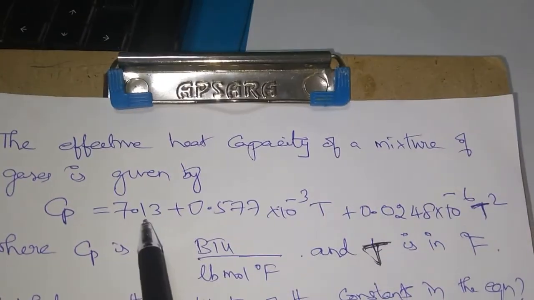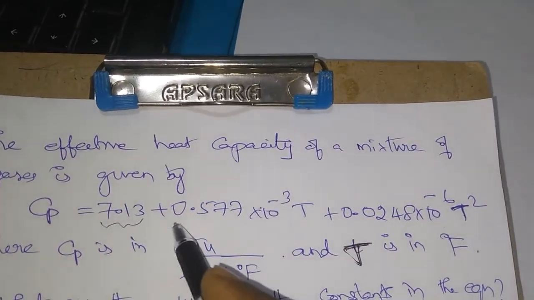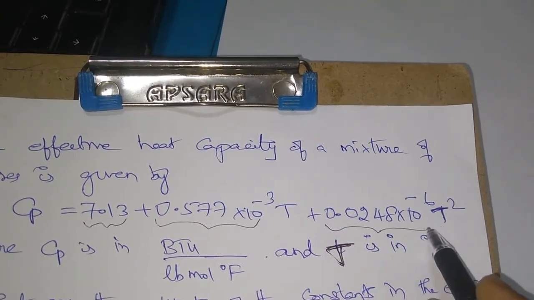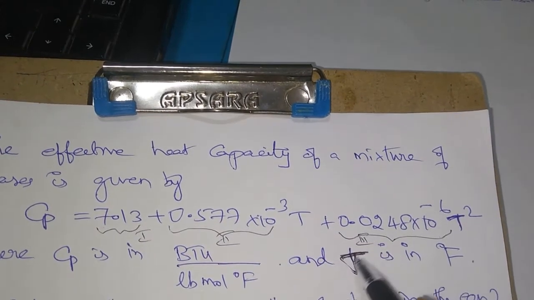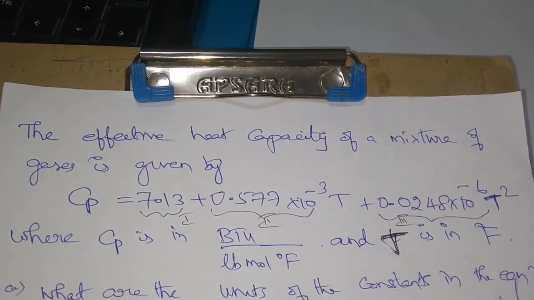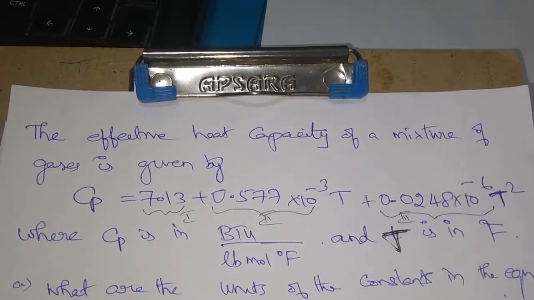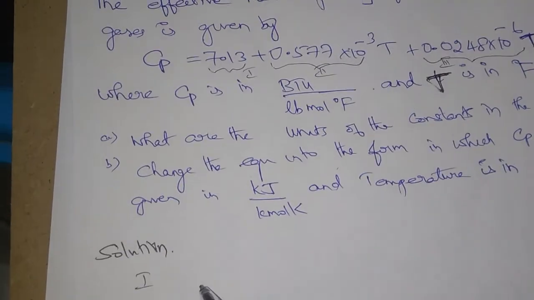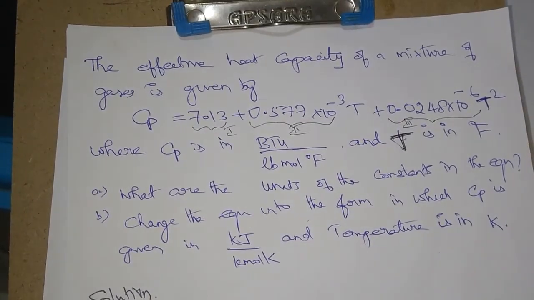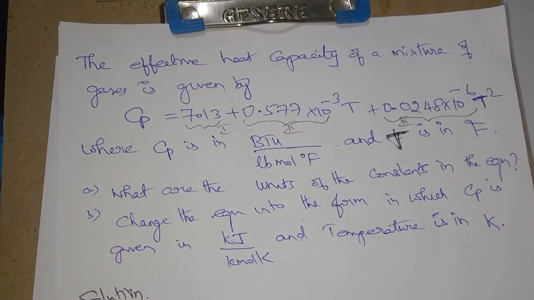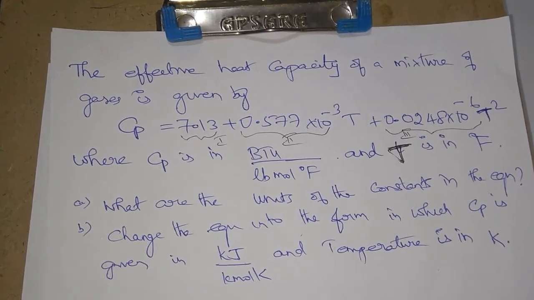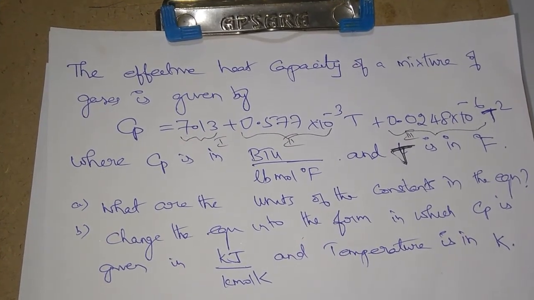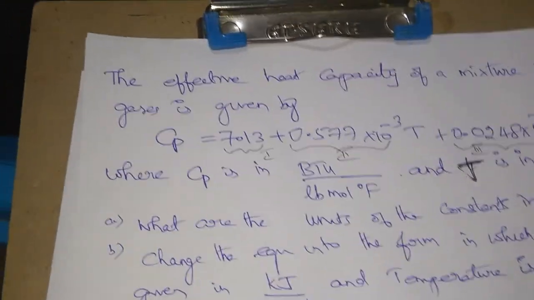That is, there are three constants. First term, second term, and third term. So there are three terms, 1, 2, 3, so there are three constants, one in each term. If you are looking at the left hand side, it is given as BTU per pound mole degree Fahrenheit. So the unit of the first term is 7.13 BTU per pound mole degree Fahrenheit.